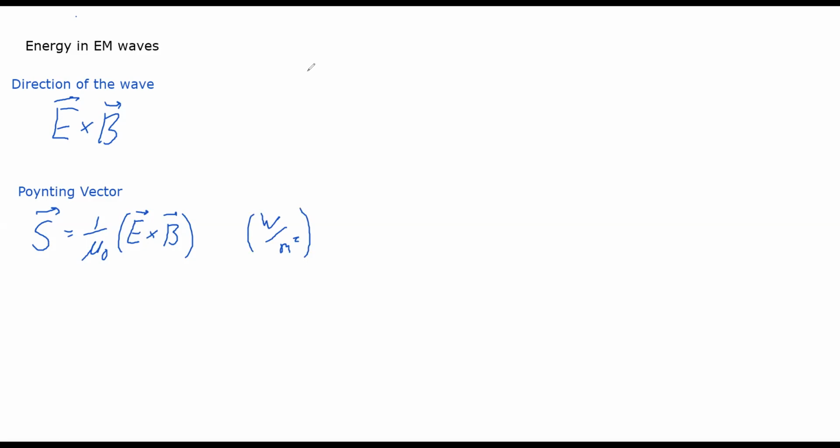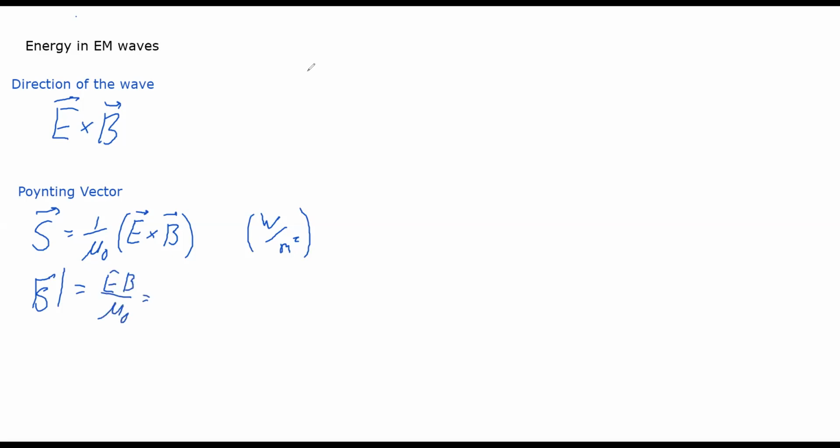Now it is fluctuating over time because the electric field and magnetic field fluctuate over time. But it's not only telling you the direction the wave is going, it also tells you how much energy is being transferred per area. And if we just look at the magnitude of S, we're going to get something like EB over mu 0.